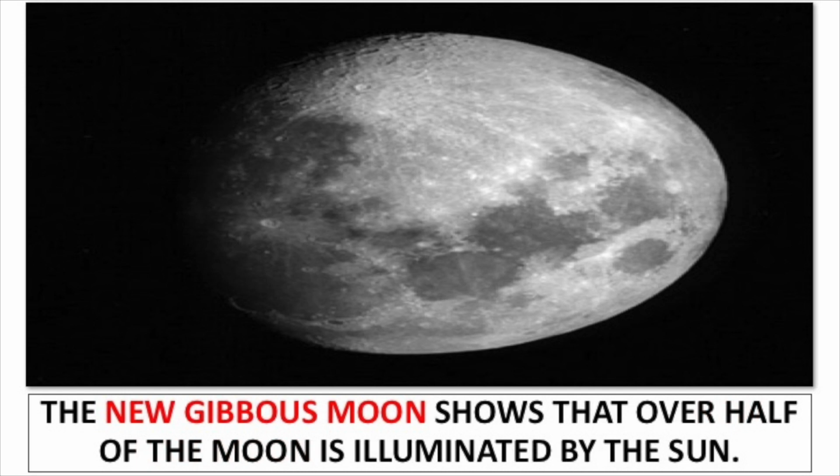The new gibbous moon shows that over half of the moon is illuminated by the sun. Yes, you see here, it's more than half now, but it's not completely full. It's not a full moon yet. It's in between the half moon and the full moon. And this is known as the new gibbous moon.